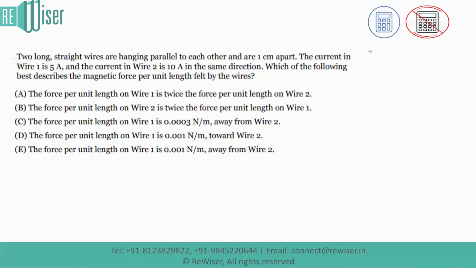We will not care. So we will draw two parallel wires like this, which are exactly 1 centimeter apart. The current in wire 1 is 5 ampere. Let's call this wire 1. This is 5 ampere. And the current in wire 2 is 10 ampere, in the same direction. Very important.